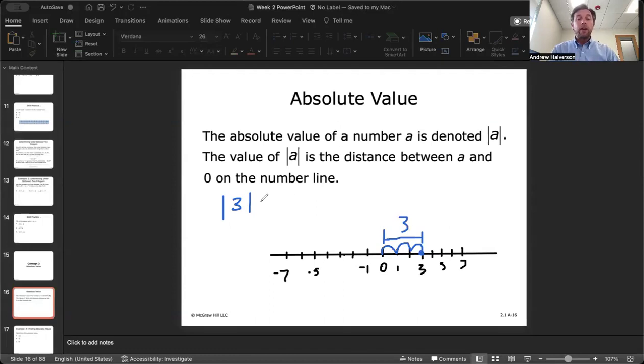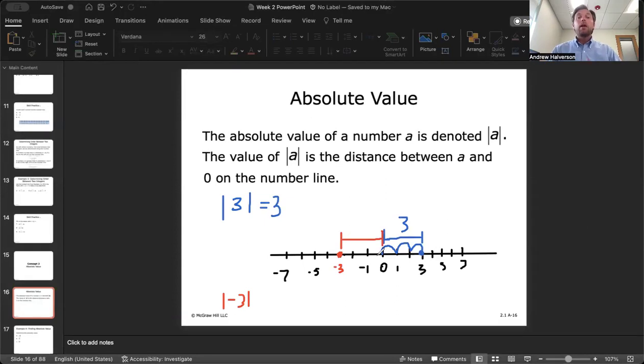So the absolute value then of 3 is 3. That's the distance, 3 units. Okay. Well, what about if I had something like the absolute value of -3? Okay. So here's -3 right here. So we're asking ourselves, what's the distance between 0 and -3?